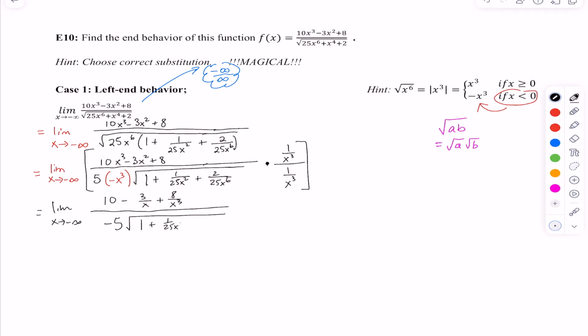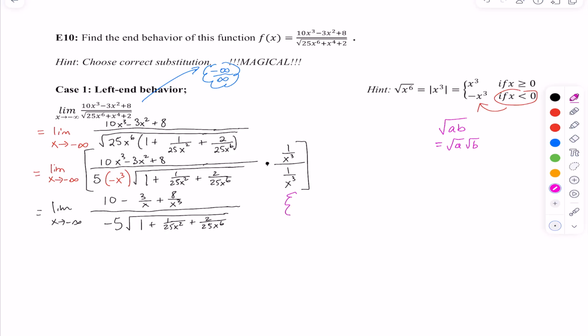And go ahead and check the form now. If you check the form now, you're trying to work on your limit laws. You're trying to be 2 steps ahead. And so what's 2 steps ahead here? You have to check the form of the numerator and then check the form of the denominator.